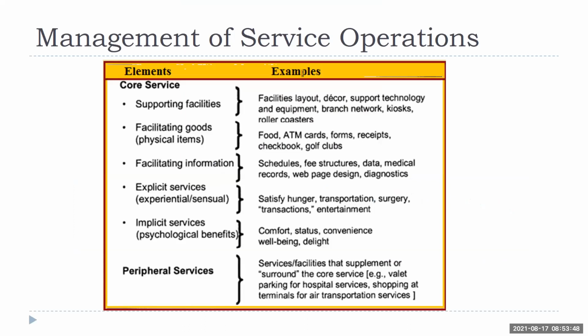One concept we have not discussed is peripheral services, right? What service package we actually discussed is core services. Peripheral services are, think about it, non-core services for a hospital or for an airport. What are their core services? They are providing you the transportation from point A to point B. So how to design that service? Those 5 elements: supporting facilities, facilitating goods, information, explicit services, implicit services, all of that will come under your service package for that core service.